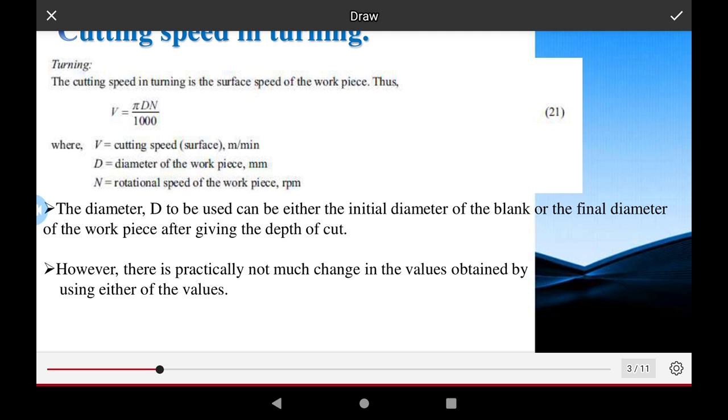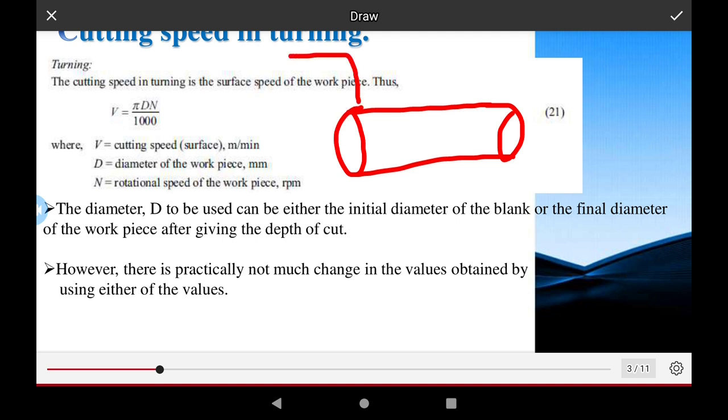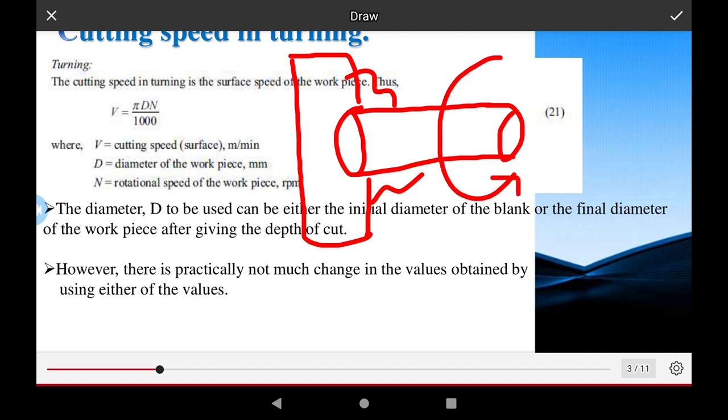Suppose this is the workpiece, and this is the holding of the job. The job is held in the chuck of the machine, and this workpiece also rotates. The chuck gives the speed in revolutions per minute, in rpm. Suppose N is the number of rpm.